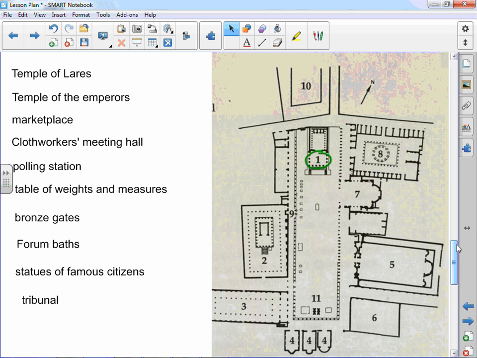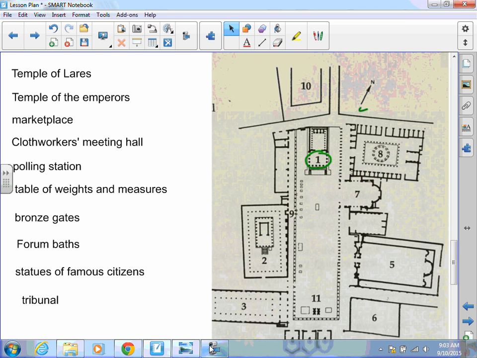You also had a covered marketplace, which would have been right over here somewhere. Oh man, once again, apologize. Had to change some of these anyway.